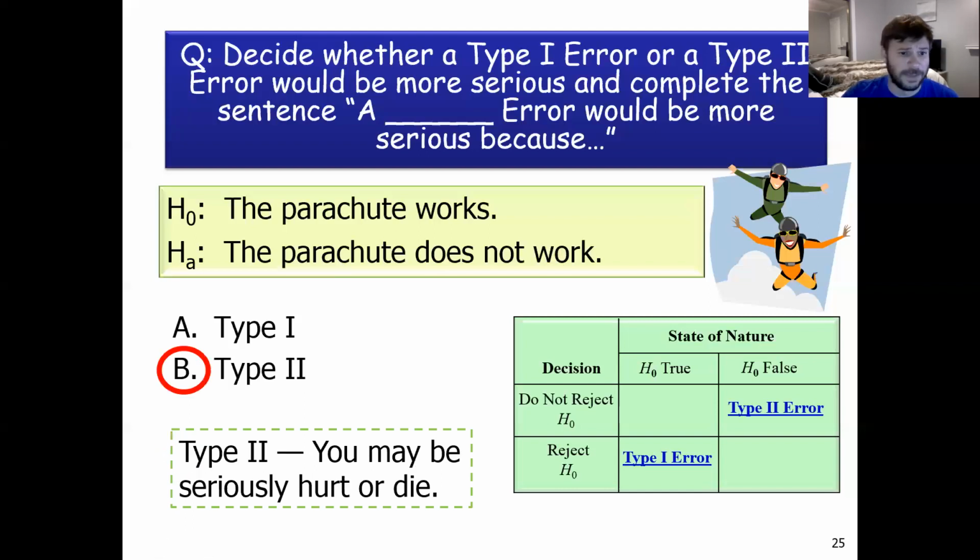I may die or may be seriously hurt. If I commit the type 1 error, not a big deal. Parachute works, but I think it doesn't. What do I do? I don't skydive, right? But I'm not killing myself.